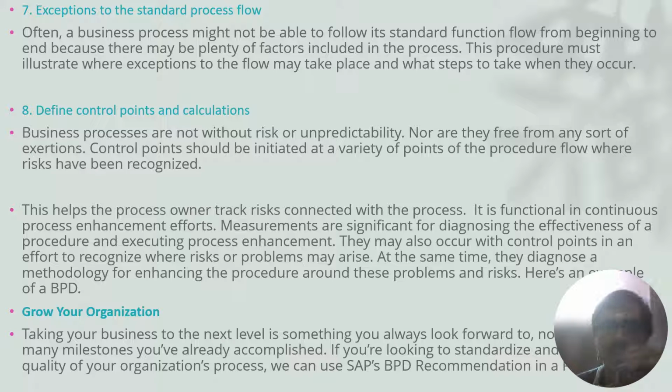That is what many people are suggesting in day-to-day business activities. And the seventh will be exceptions to the standard process flow. Often the business process might not be able to follow its standard functional flow from beginning to end, because there might be plenty of factors included in the process, right? So we have a lot of inclusions and exclusions in day-to-day business. So we need to properly analyze.